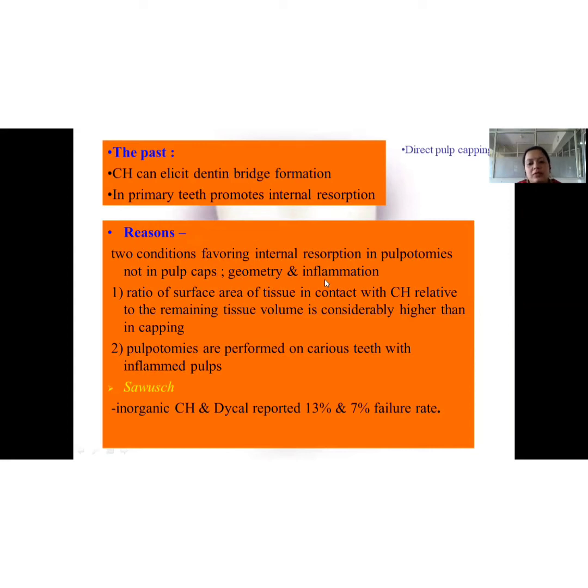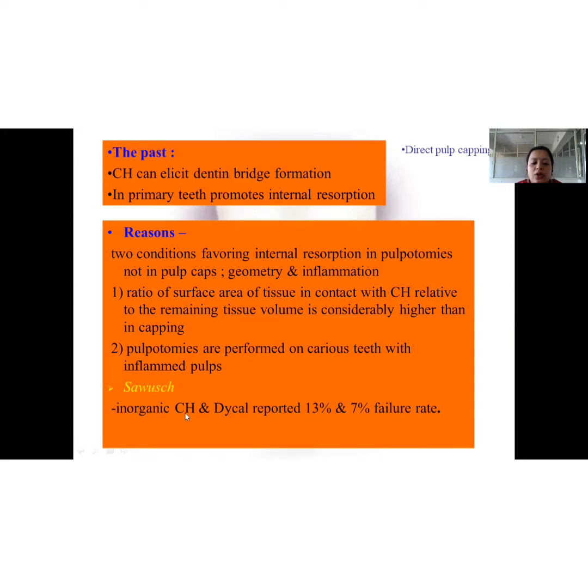First is geometry. The ratio of surface area of tissue in contact with calcium hydroxide relative to the remaining tissue volume is considerably higher than in capping. Pulpotomies are performed on carious teeth with inflamed pulps. So there are more chances of internal resorption.